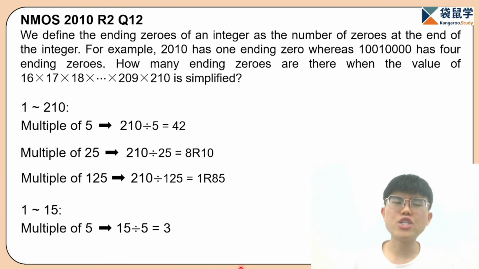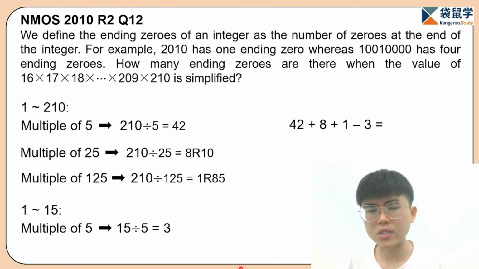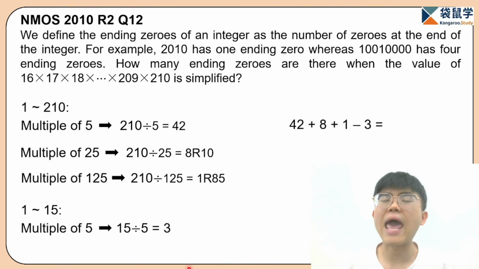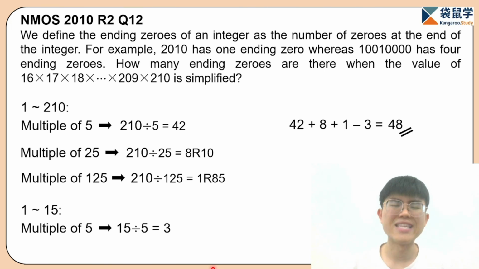So finally, we just have to sum up 42 plus 8 plus 1. Then you minus out these extra 3. You will get that the answer is 48. And this is our final answer.